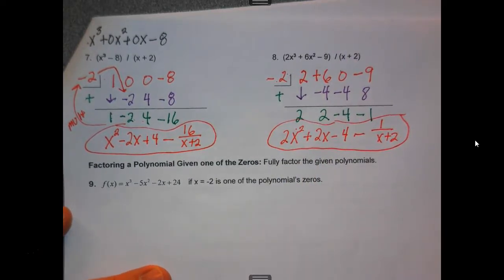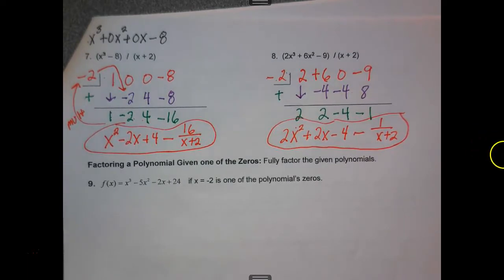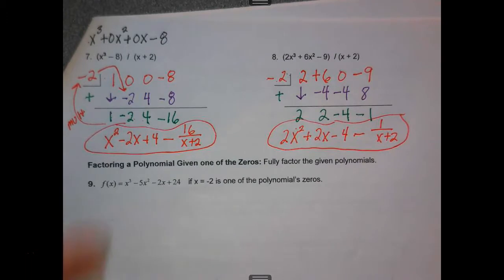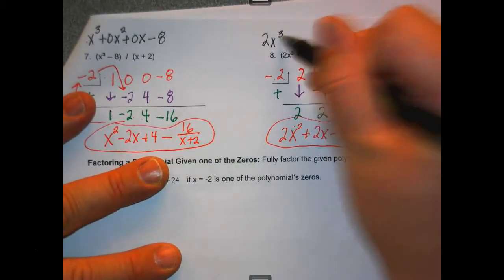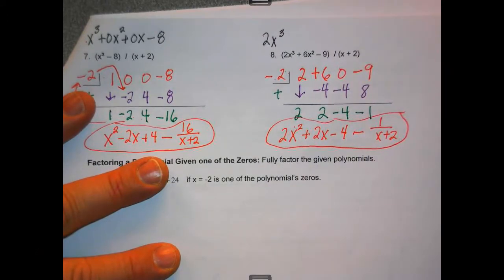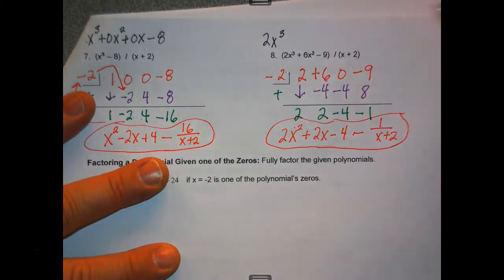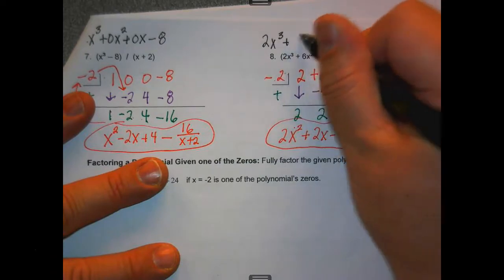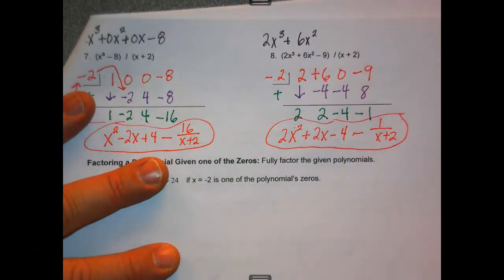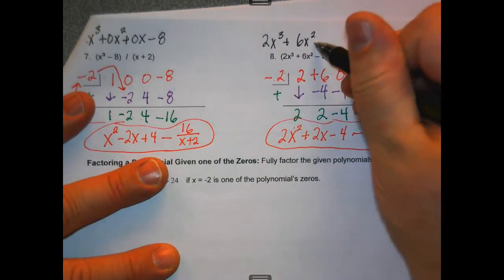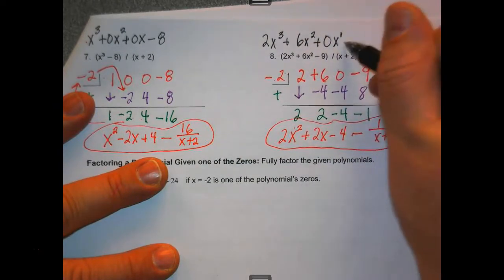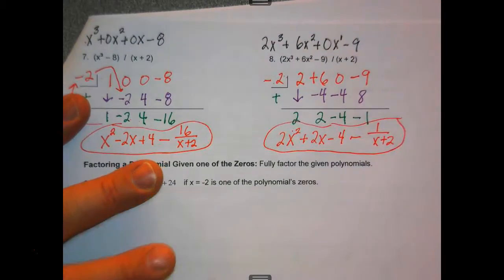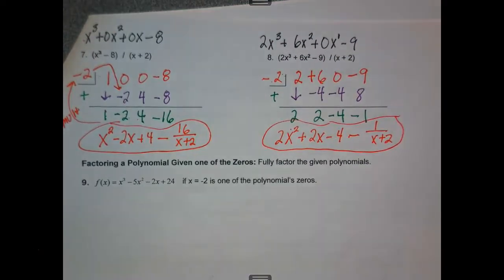Because the standard form for a polynomial is 2x cubed plus 6x squared. Some people need to visually see it. My x to the first is 0x to the first minus 9. Okay. See how that helps?